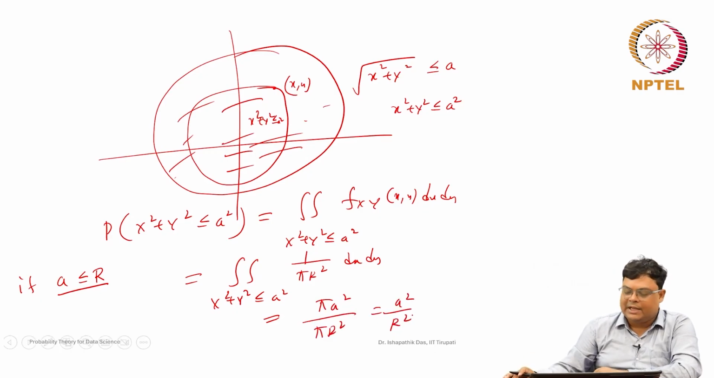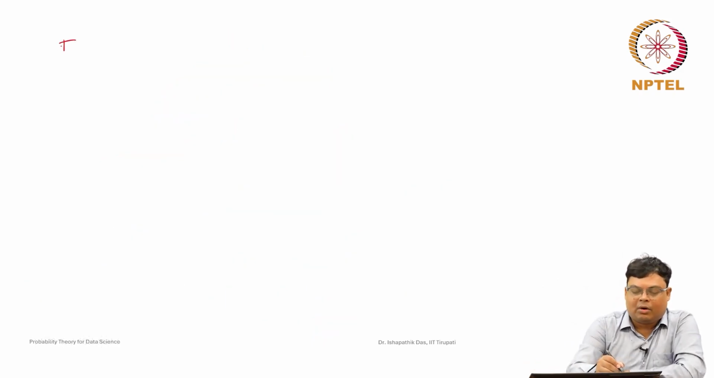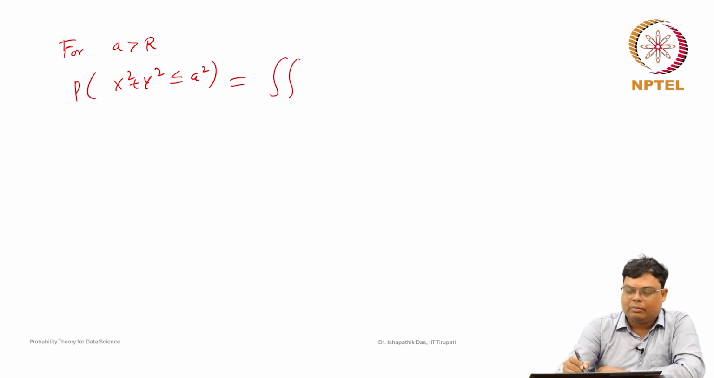Now, if a is less than or equal to r, then the probability is a square by r square. Now, if a is greater than r, the probability that x square plus y square is less than or equal to a square is, by definition, the integration of the joint density function over this region.